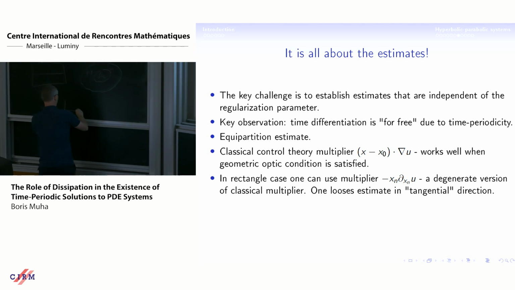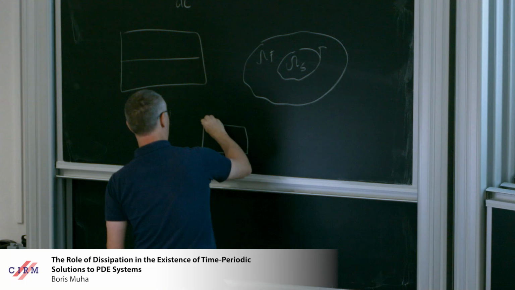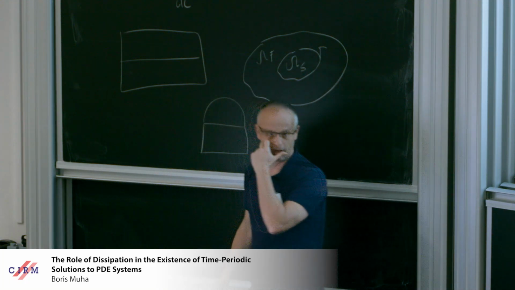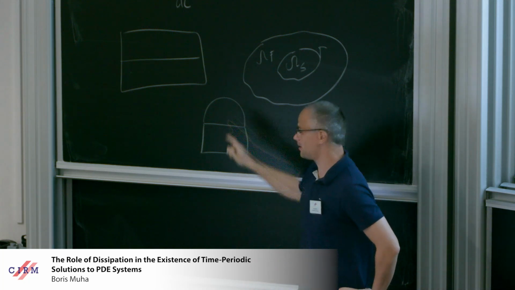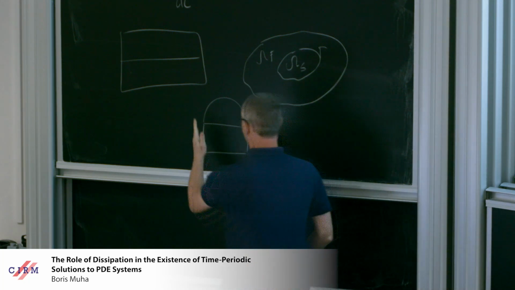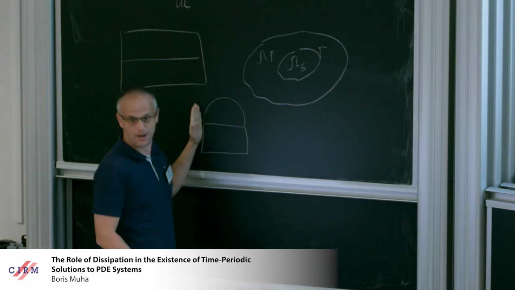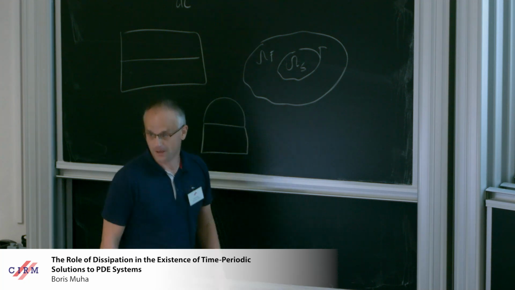So for example, you can ask why we didn't take this ice cone. Why didn't we take this? Because this doesn't satisfy geometric optics. Because somehow here, this tangent is parallel. And this prevents the geometric optic condition.